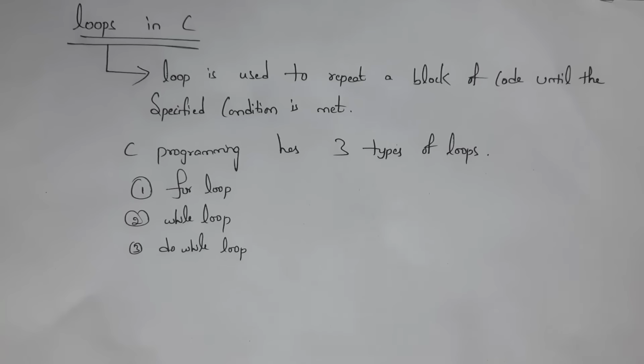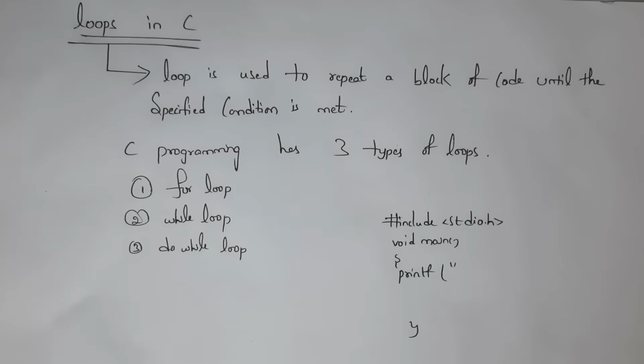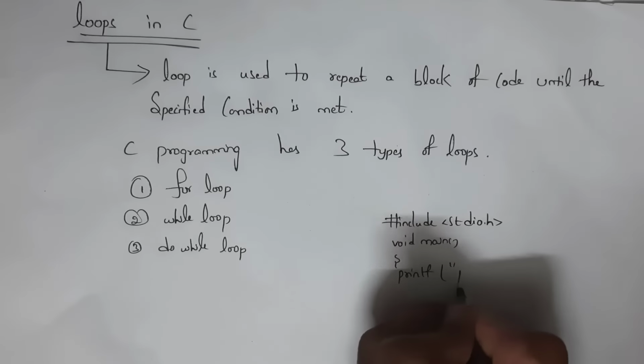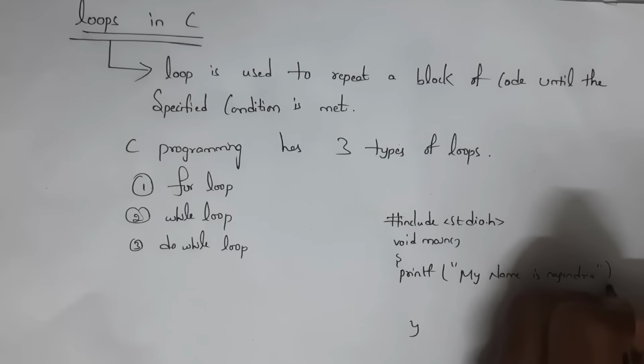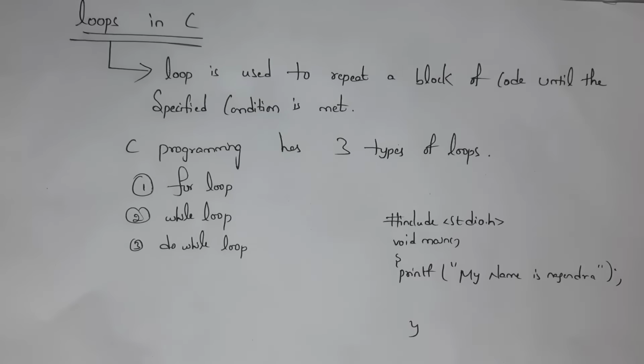What is a loop? Anything that is repeating multiple number of times is known as a loop. For example, I want to print one statement, that is my name is Nagendra. So I wrote here printf, in double quotations I wrote my name is Nagendra. Close double quotations, close bracket and semicolon. Whenever I execute this program, I will get output as my name is Nagendra.